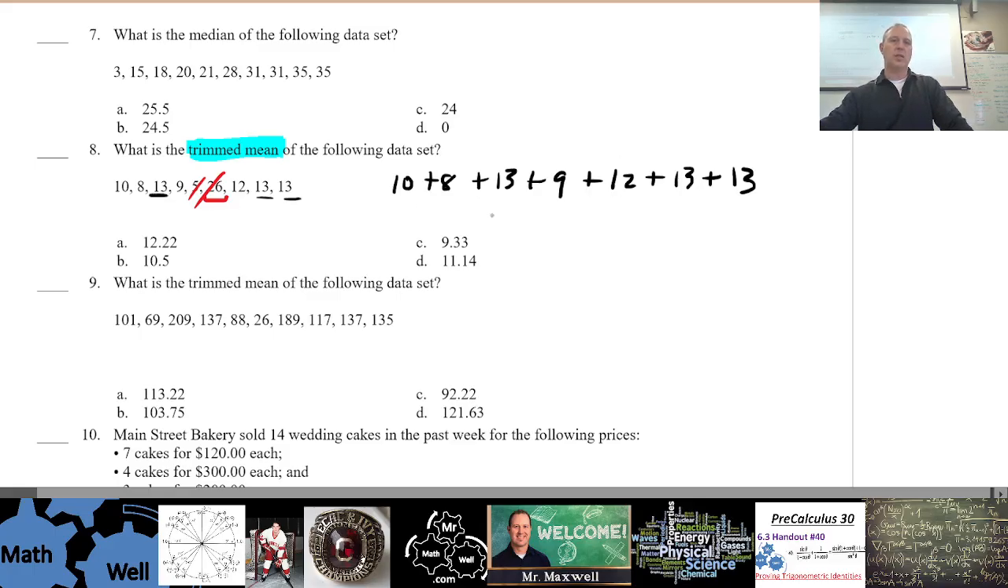Do I have to add it 3 times, or can I just add it once? Yeah, you have to add it 3 times. I do have to add it 3 times, don't I? Yeah, because they're different measurements. Even though they're the same value, I have to add them all up.